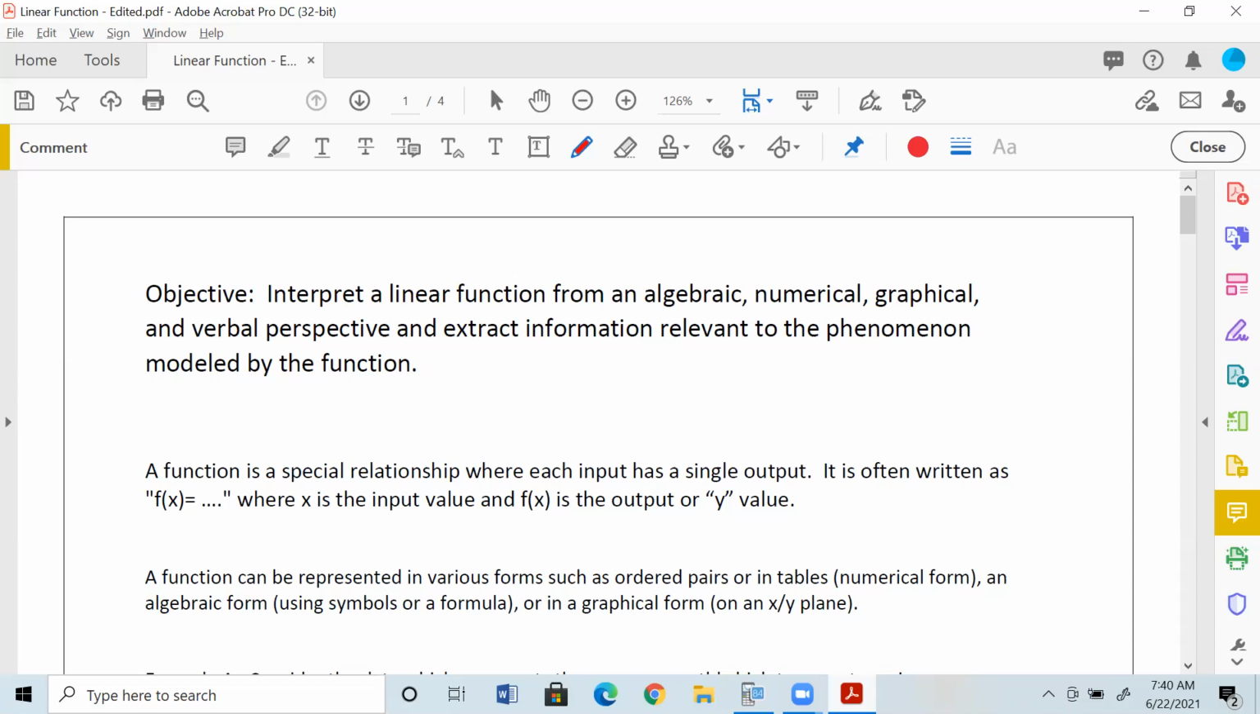Today we're going to begin by looking at linear functions from an algebraic, numerical, graphical, and verbal perspective and extract information relevant to model this function.